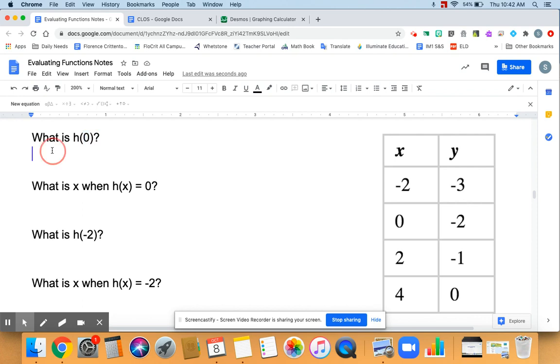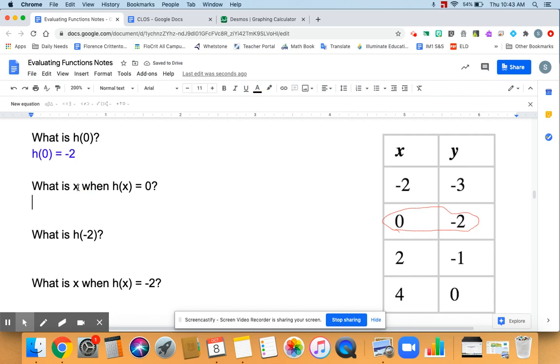So if it's in the parentheses, is that 0 X or Y? It's going to be x. So you need to find in the table where x is 0. Look right here. The y in this table is the side-by-side one. So the answer is -2. H of 0 equals -2. You could write it all out, but you don't have to.